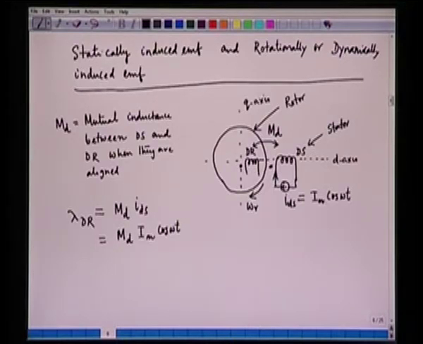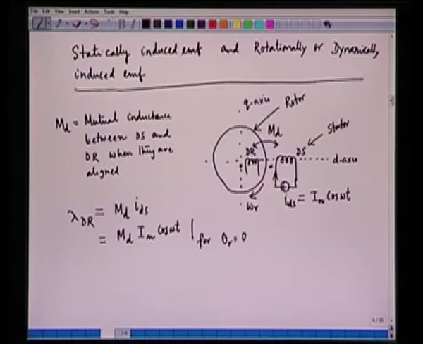The flux linkage lambda dr is the flux linkage when they are aligned. So we can say that this is for theta r equal to 0. Theta r is the rotor angle. The angle between the rotor and the d axis stator is theta r. Now when it is rotated, what happens? This is given a motion. So if this is given a motion and the speed equal to omega r, what happens?